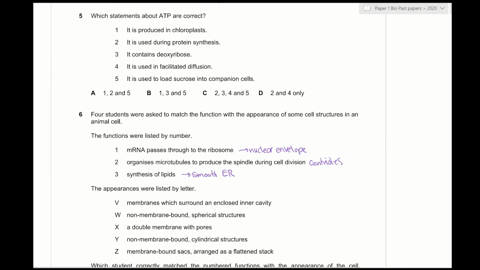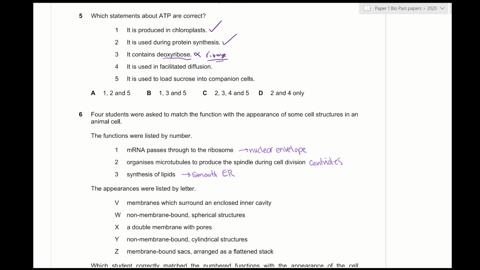Which statements about ATP are correct? 1. It is produced in the chloroplasts. This is correct by Calvin cycle. 2. It is used during protein synthesis. Yes, ATP is used in order to synthesize proteins, both in transcription and translation. 3. It contains deoxyribose. Deoxyribose is incorrect. It actually contains a ribose sugar. Deoxyribose is present in the nucleotides in DNA. So I repeat, in DNA nucleotides.